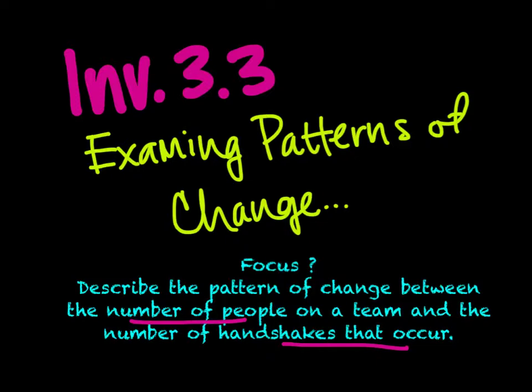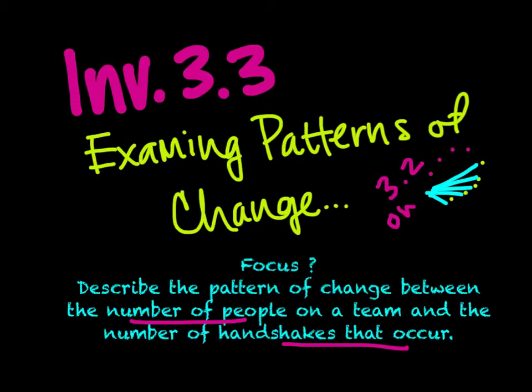So if you remember, we were working in 3.2 on handshakes between team members. We had team members on one side of the team and team members on another team, and we were determining how many handshakes would occur between the various people, and we found some interesting quadratic equations.